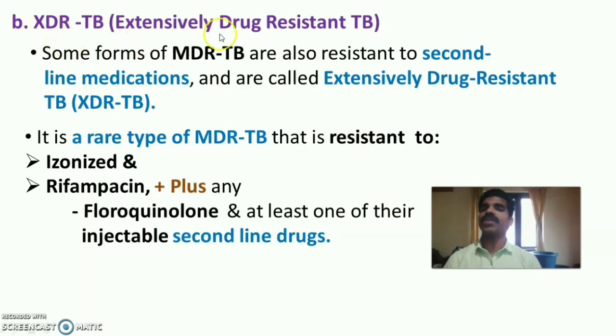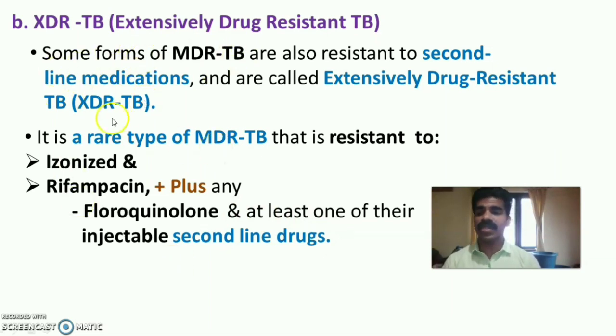Then let us see what is XDR-TB, that is extensively drug resistant TB. This is one form of multi-drug resistant TB, in which the bacteria are resistant to both the first line and second line medications. Thus it is called extensively drug resistant TB or XDR-TB. That means it is a rare type of multi-drug resistant TB. This bacteria is resistant to isoniazid and rifampicin, the first line of treatment, plus any fluoroquinolone or at least one of the injectable second line drugs.